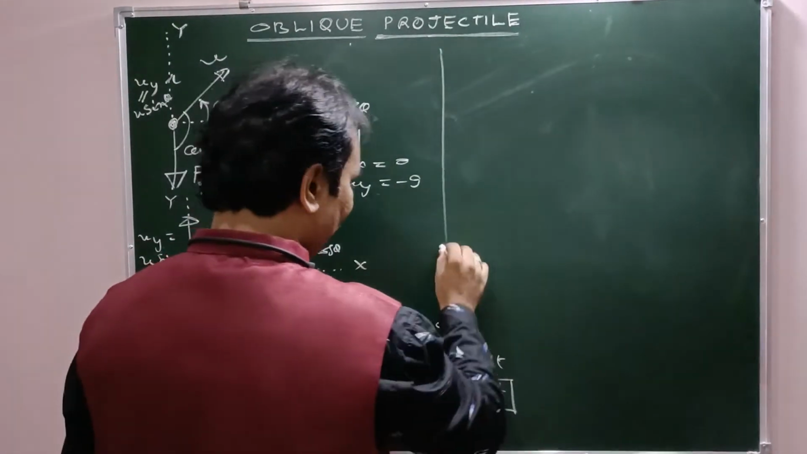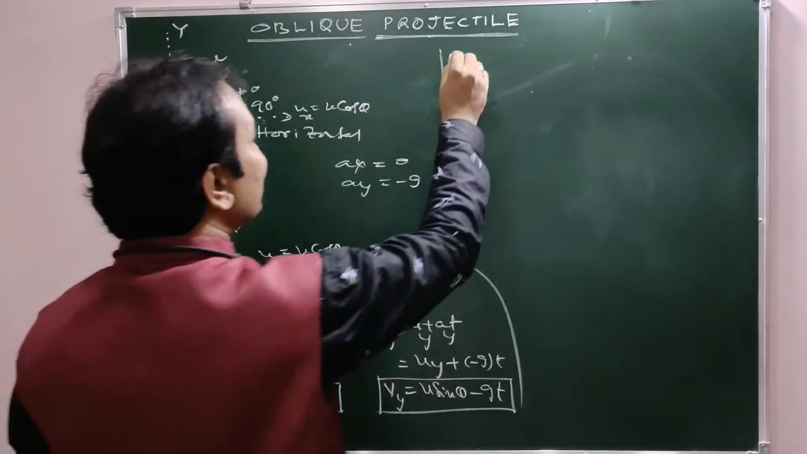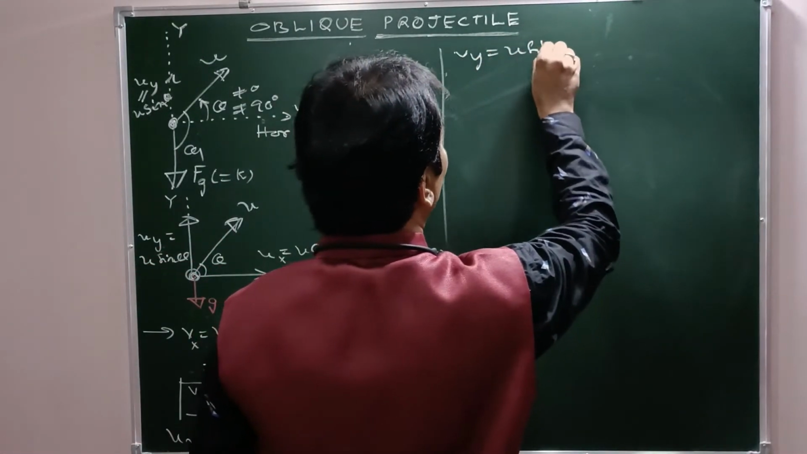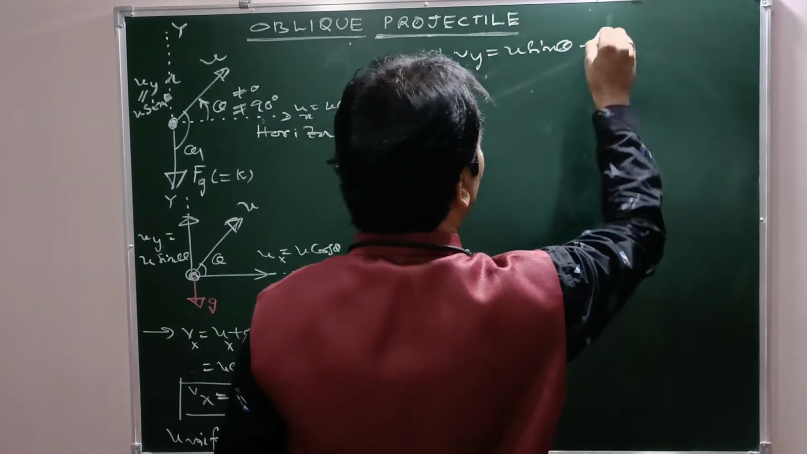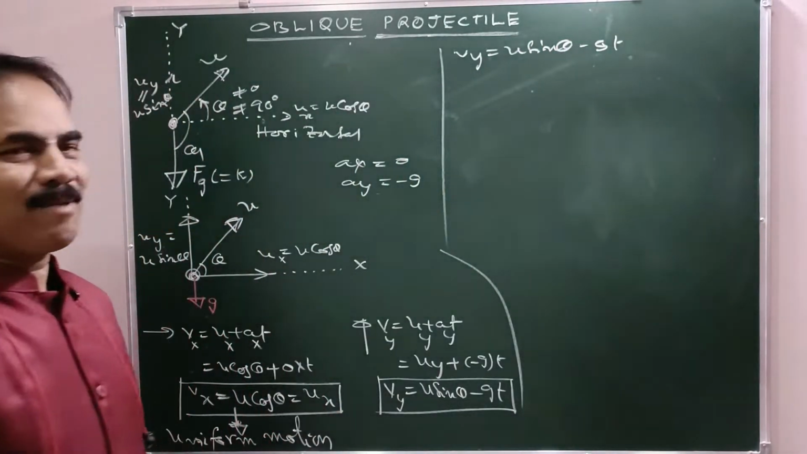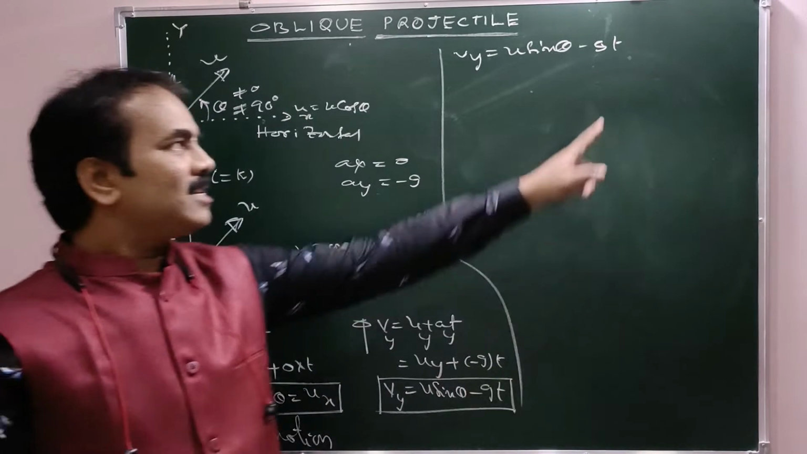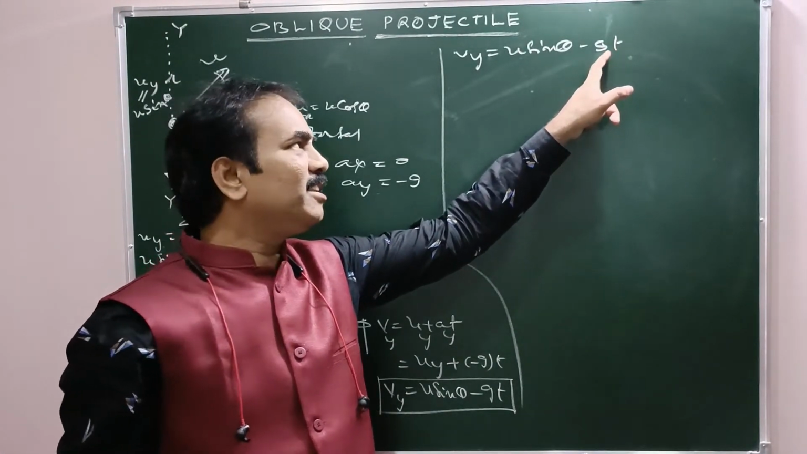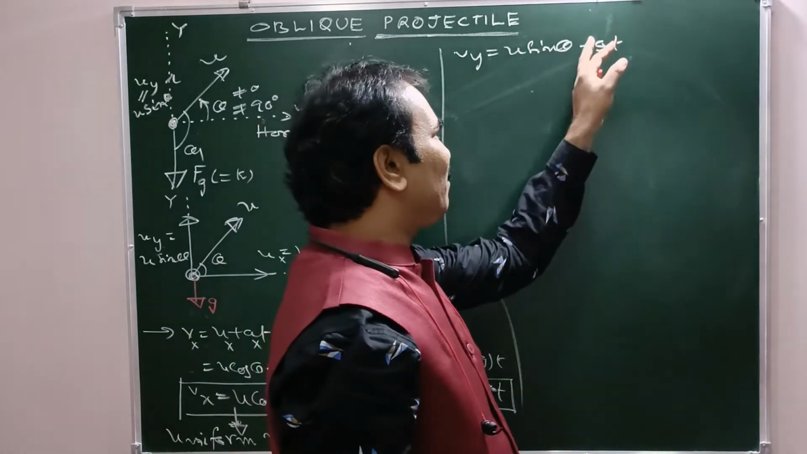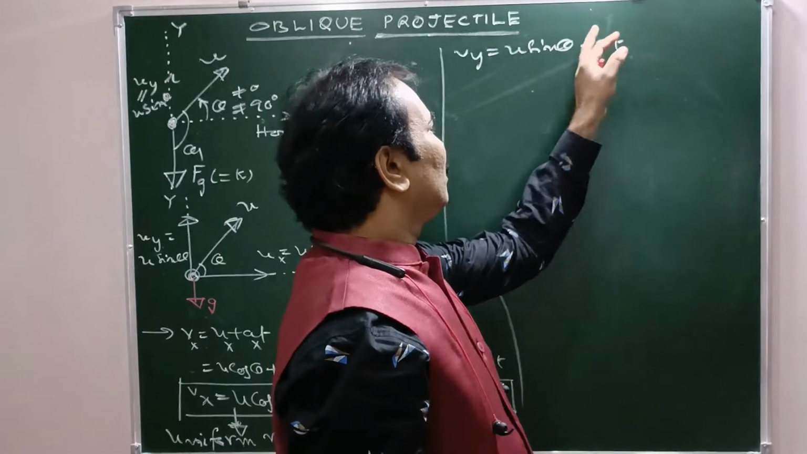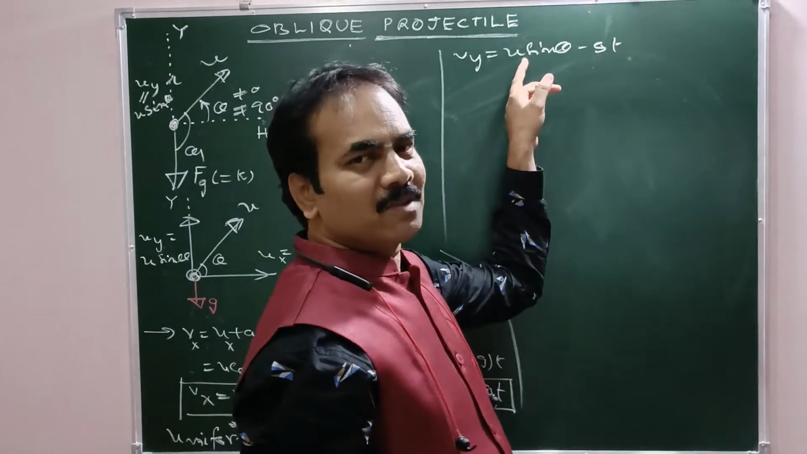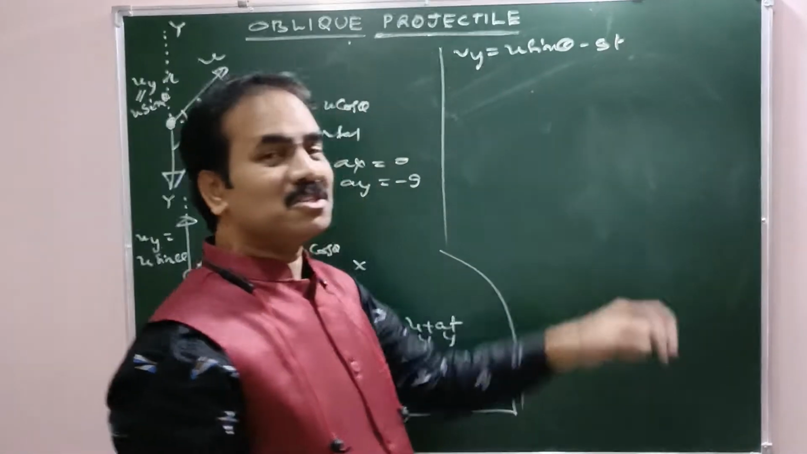I am writing somewhere here vy. What is vy? vy equal to u sin theta minus gt. As time goes on, what happens? t increases, the product gt also increases, then this term increases with the time. So it may become equal to u sin theta at some instant. Then vy becomes 0.